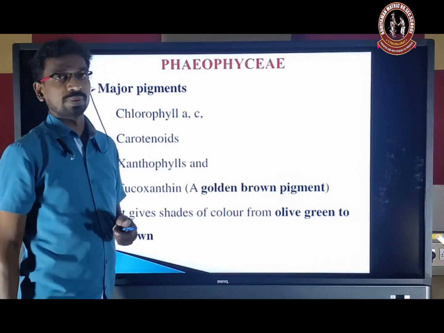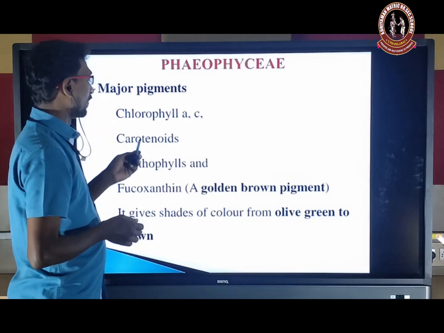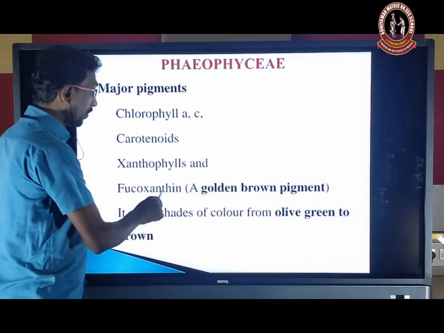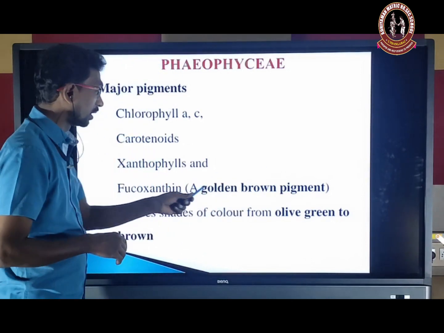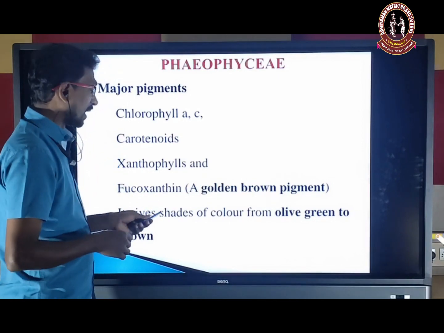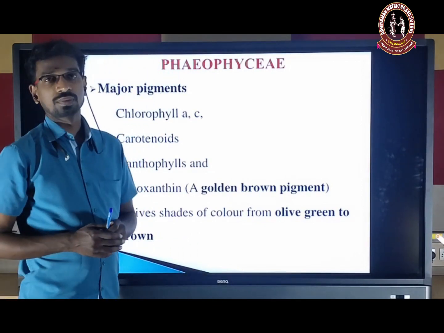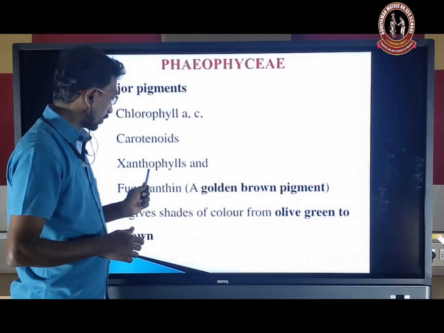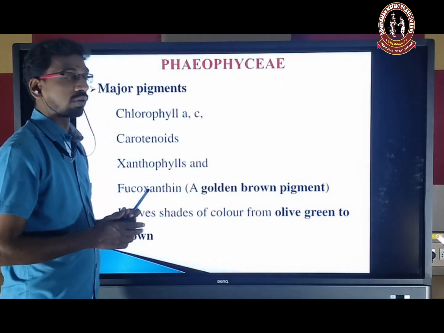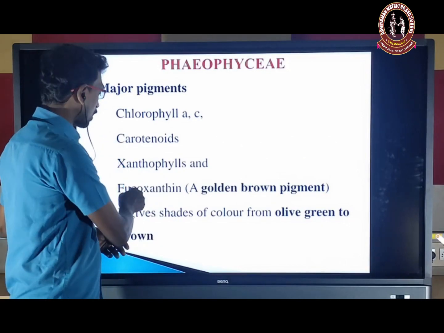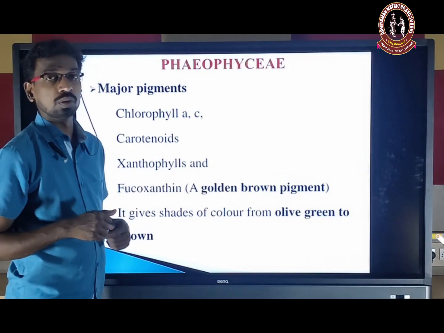The major photosynthetic pigments are chlorophyll a and c, along with the carotenoids xanthophyll and fucoxanthin. Fucoxanthin is a golden brown pigment. It gives shades of color from olive green to brown. So due to the presence of the fucoxanthin pigment, which is golden brown, this algae gets its color.